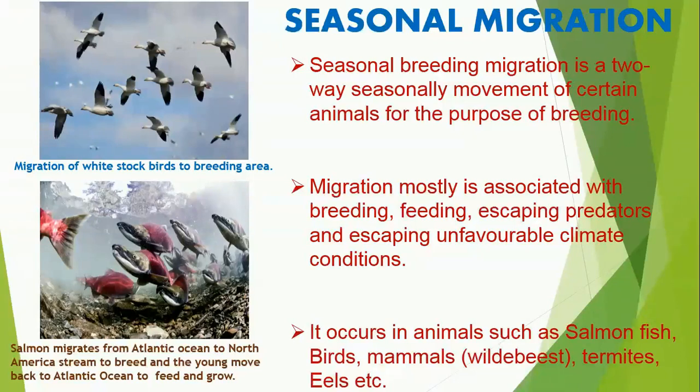The first one is showing migration of white-stork birds to breeding area. The second is showing salmons migrating from the Atlantic Ocean to the North American stream in order to breed. And when the young ones are produced, they go back to the Atlantic Ocean in order to feed and grow, and the process repeats itself.